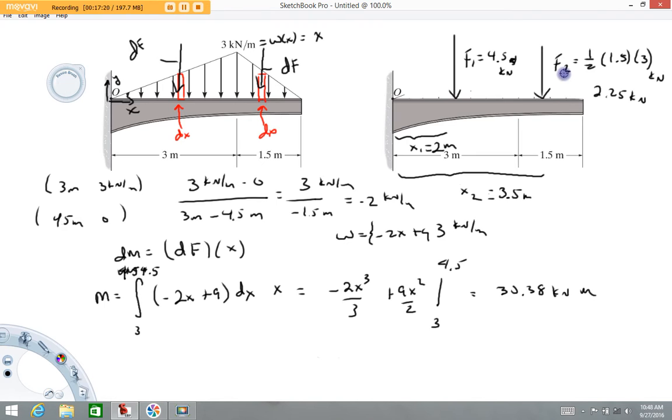Now to figure out where force F2 is, we're going to say this moment has to be the same in both pictures. That's the moment produced by this triangular load about this point. Over here, that's going to equal this force, 2.25 kilonewtons, times the distance I have labeled as x2. Again, I'm pretending like I'm not sure where that's going to be.